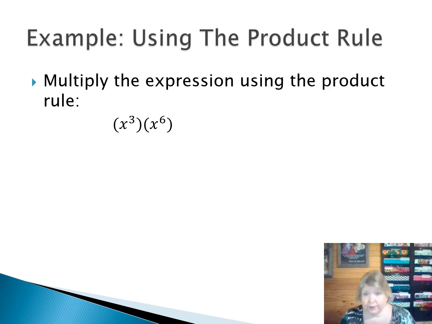Now, for an algebraic example, multiply the expression using the product rule: x cubed times x to the 6th. Now, in Algebra 1, when you first started learning this, some of you, or 5th grade, some of you would write out all those x's and count them up. But we don't want to do that anymore because the numbers are going to get outrageous if we do. So, I multiply with a common base. I keep that common base. So, x is still going to be my common base, but all I have to do is add those exponents. 3 plus 6 is 9.